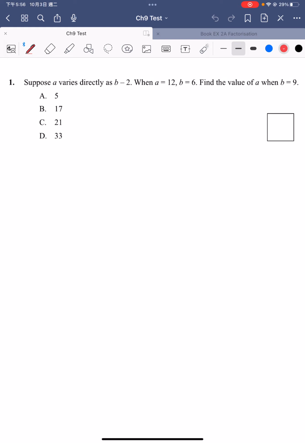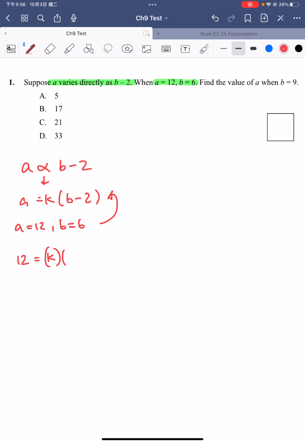We have A varies directly as B minus 2. So we can write it as A varies directly to B minus 2. So this variation sign can change to equal to K. So we have A is equal to K times B minus 2. The condition that we have is A equal to 12, B equal to 6. So we substitute into our equation, and we have 12 is equal to K times 6 minus 2. Then we have 12 is equal to 4K, so that we have the variation constant, which is equal to 3.